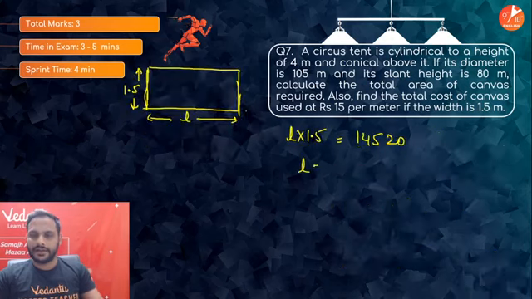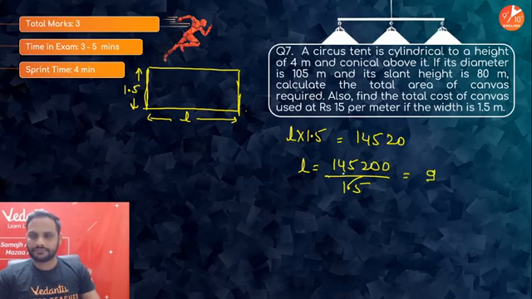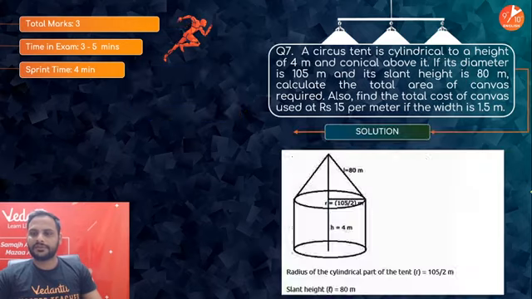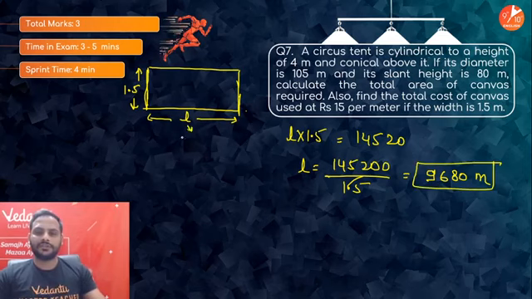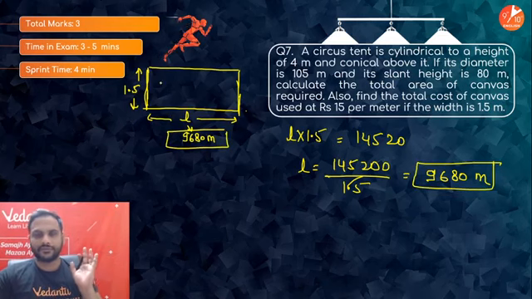Yes or no? So I can say L is equal to 14520 upon 1.5. Remove this decimal, upon 100 becomes 1452000 upon 150. So 9680 meters. This much, 9680 meters, is the length of the cloth required. If I take the length of this canvas cloth as 9680 meter, where the width is 1.5 meter, then the total area of that canvas required will be 14520.